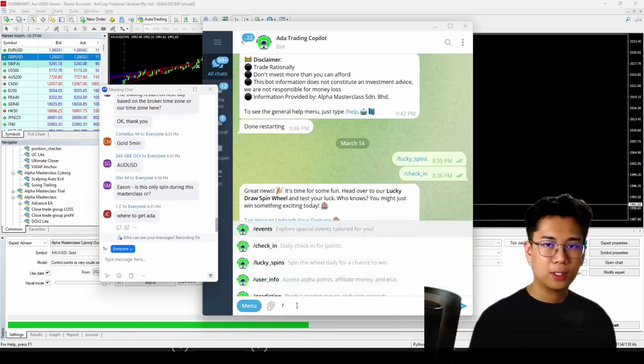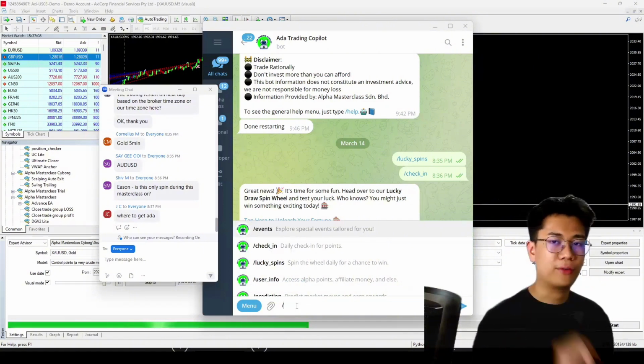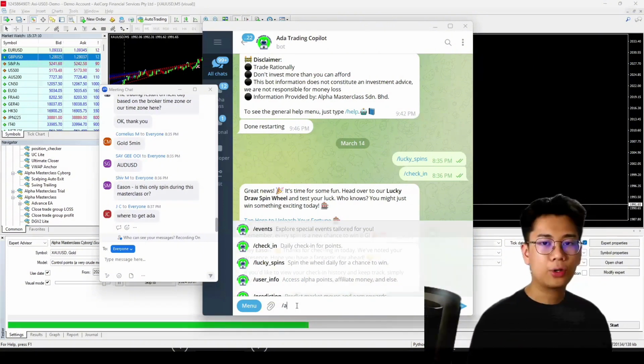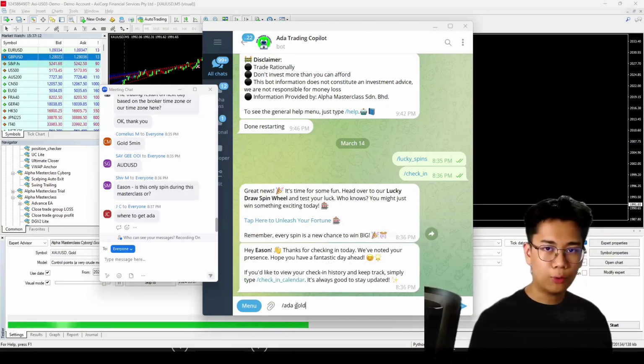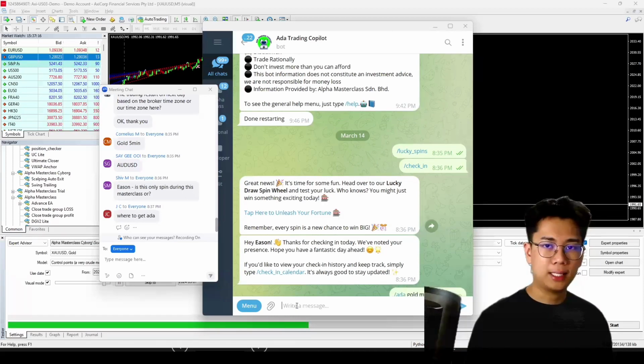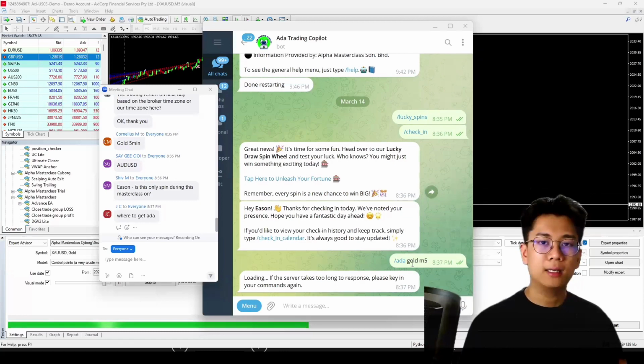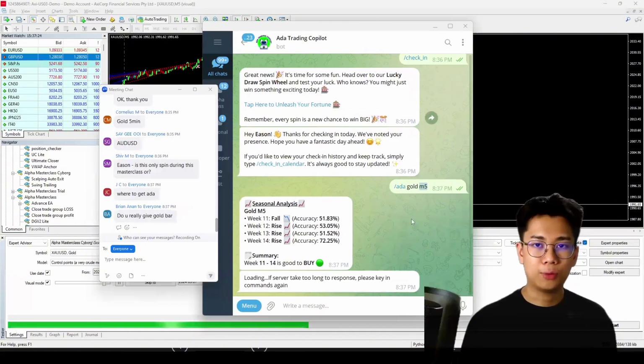All right. So you just type slash, let's say for Collineus Go Market, call for ADA, then you have gold and 5-minute time frame. So the format is slash ADA, the market that you want to trade, and then the time frame, whatever time frame that you want.